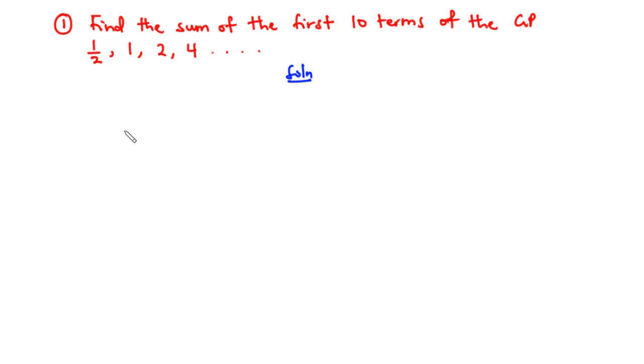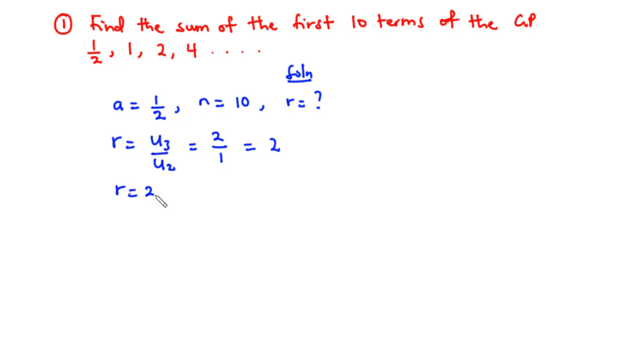Now from this sequence, we have a, which is the first term, to be 1 over 2. We are going to find the sum of the first 10 terms, so we have n to be 10. Now we don't know the common ratio, so let's find the common ratio. The common ratio is given by u3 over u2. Now u3 is 2 and u2 is 1, so we have the common ratio to be 2. Therefore, r is equal to 2.